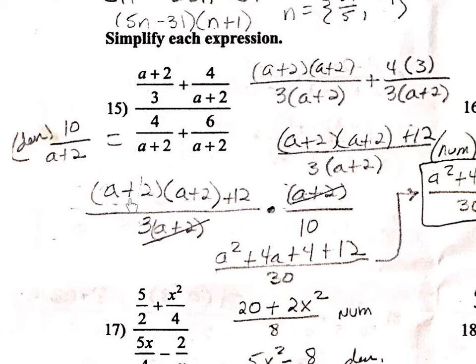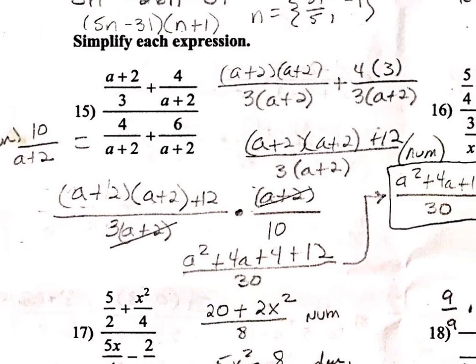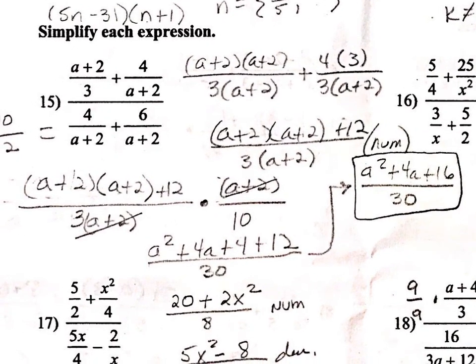Now I went ahead and multiplied this together using FOIL, and I get a squared plus 4a plus 4 plus 12. All right, and that's all over 3 times 10, which is 30. Okay, so let me move this over a little bit. And so my final answer then is a squared plus 4a plus 16, because 4 plus 12 is 16, over 30. And this is my final answer for this simplification. So we simplified all of this stuff all the way down to just this. Now we're going to look at problem 16.